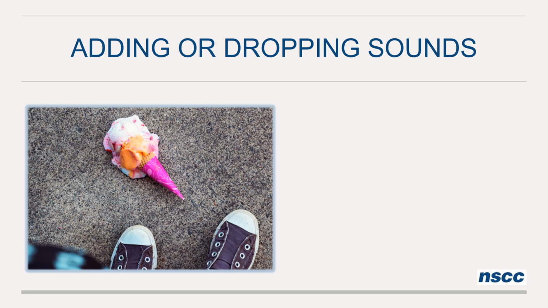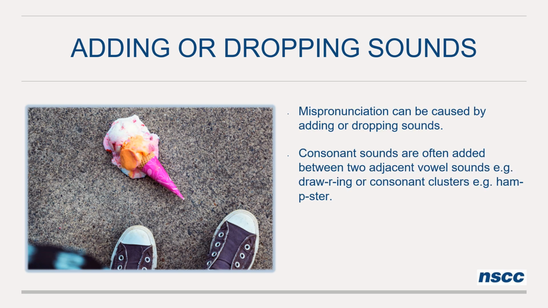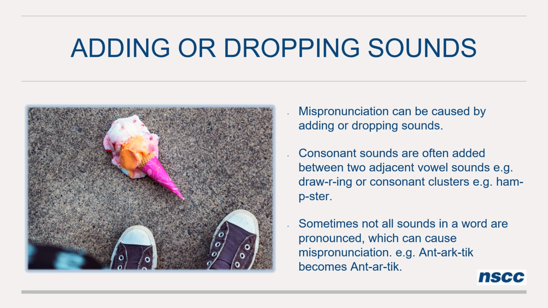Pronunciation can be caused by adding or dropping sounds. Consonant sounds are often added between two adjacent vowel sounds. Example, drawing, or consonant clusters. Example, hamster. Sometimes, not all sounds in a word are pronounced, which can cause mispronunciation. Example, Antarctic becomes Antarctic.